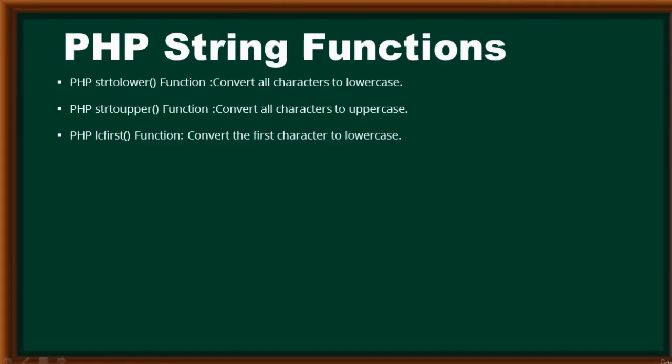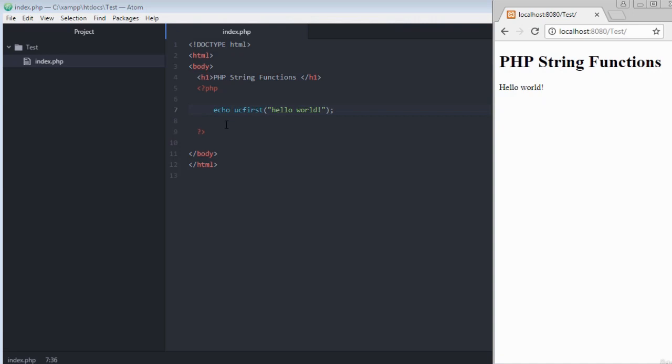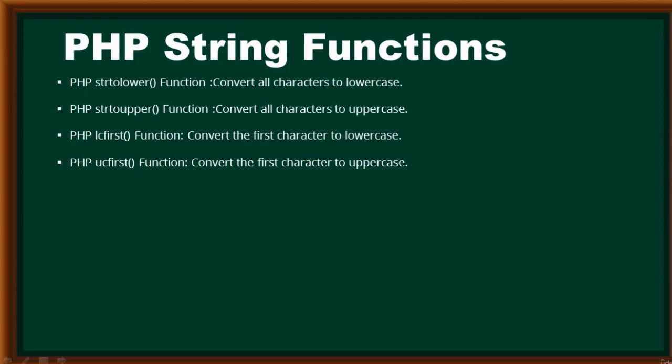The next function will convert the first letter of a word to uppercase. It is called the ucfirst function. Let's take a look at an example. In the example here, we've got the ucfirst function applied to this word, hello world. You can see the first character is in lowercase, and by using the function it's converted to uppercase.